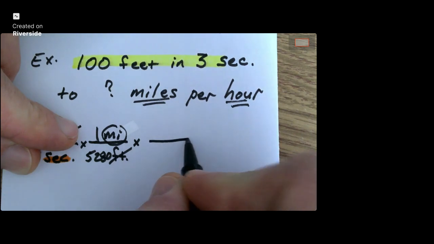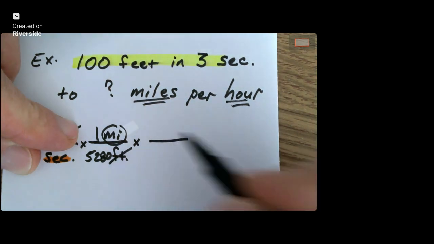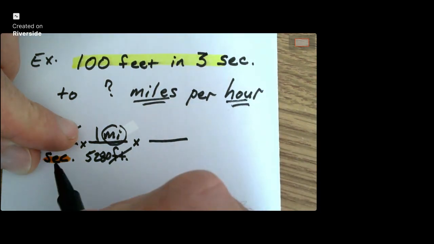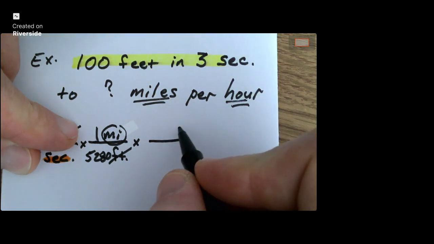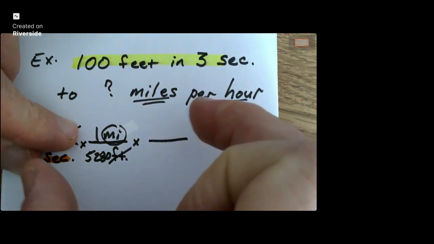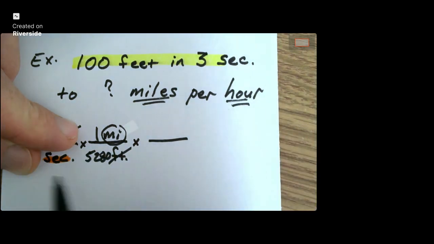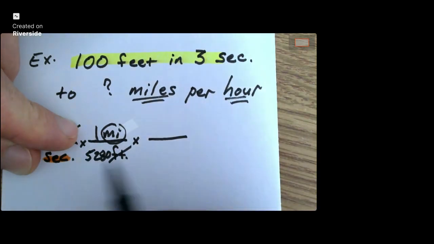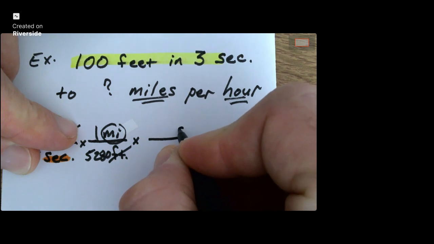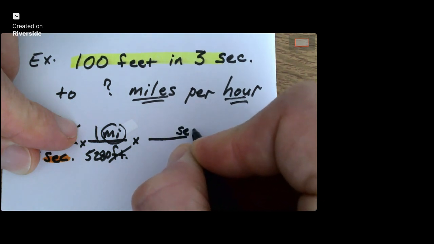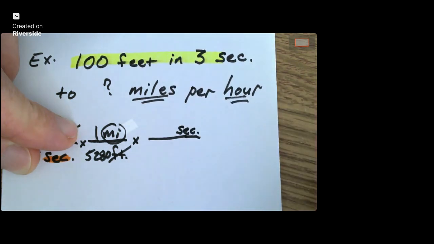So let's come up with a new fraction here. This is going to be our conversion factor for time. If seconds are already on bottom and we want to cancel them out, that means seconds has to go on top, right? Seconds on bottom will cancel with seconds on top. Seconds on bottom won't cancel with seconds on bottom. So we strategically put seconds on top here, and this helps us to start setting up our conversion factor.